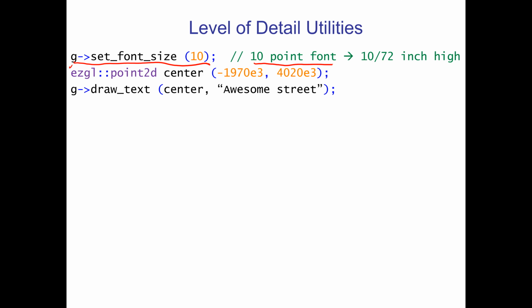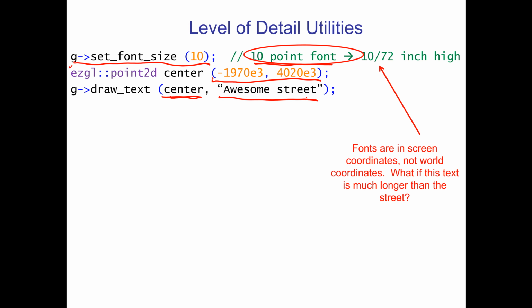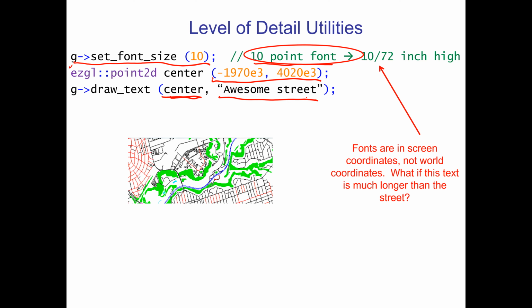Fonts are measured in points, and a point is inexplicably 1/72 of an inch. So this is like pixels. It's something that doesn't scale up or down as you zoom in or out. And the way we draw text is you just basically make a point. So here I made a point at some spot in my world coordinates, and I said I want to draw text centered at that point, and this is the text I want to draw.